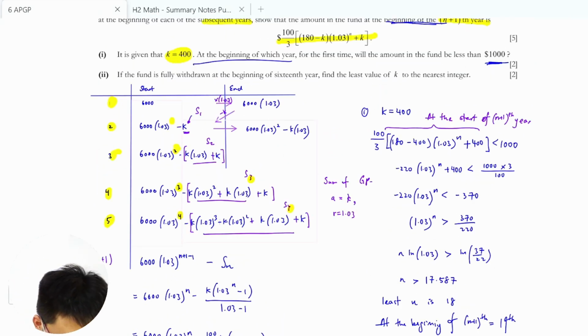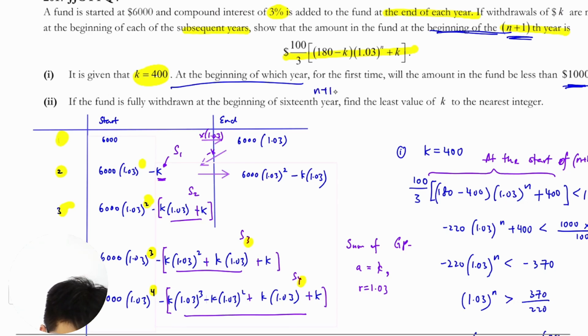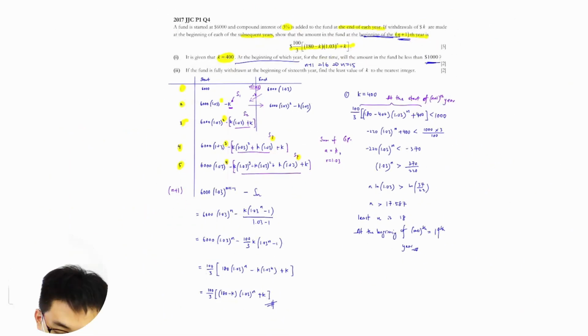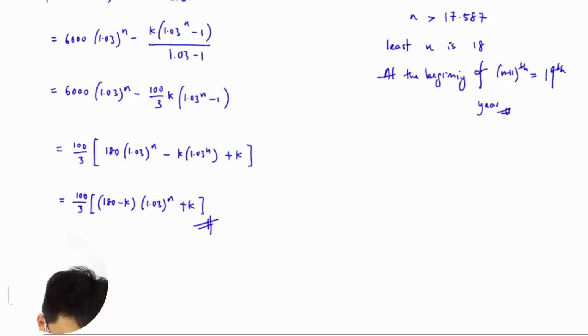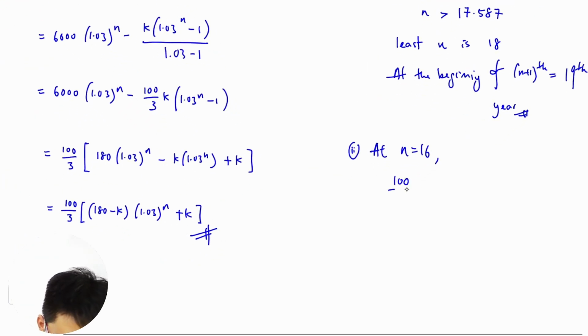The next part is fully withdrawn at the beginning of the 16th year. So the beginning of n plus 1 equals 16, so n is 15. Fully withdrawn means in the bank account, how much will you see? Yeah, 0. If your fully withdrawn is not 0 in your bank account, let me know. I don't mind taking over your bank account.